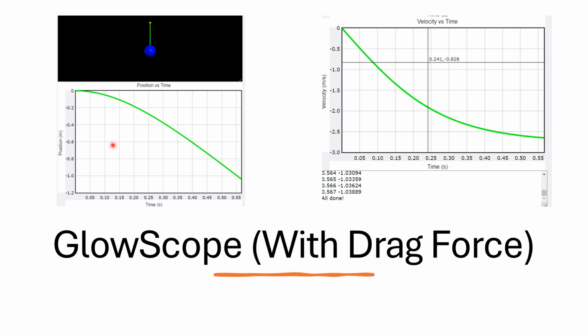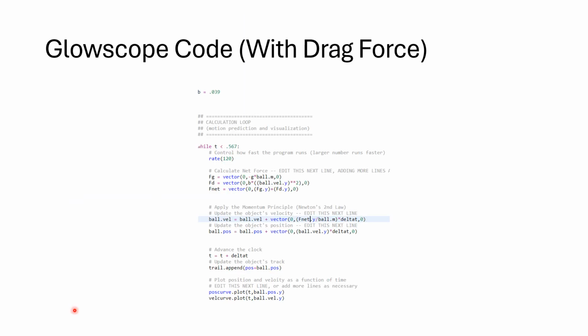GlowScript can also be used to model what it would look like if there was drag force applied. We can see here in the position versus time graph that the slope is almost constant towards the end, and on the velocity versus time graph, it almost hits a horizontal asymptote, as this is the terminal velocity of the piece of paper being reached. Here we can see the GlowScript code used for when the net force involves gravity as well as drag force. The coefficient b at the top represents the drag force coefficient, and it's involved in the calculations.